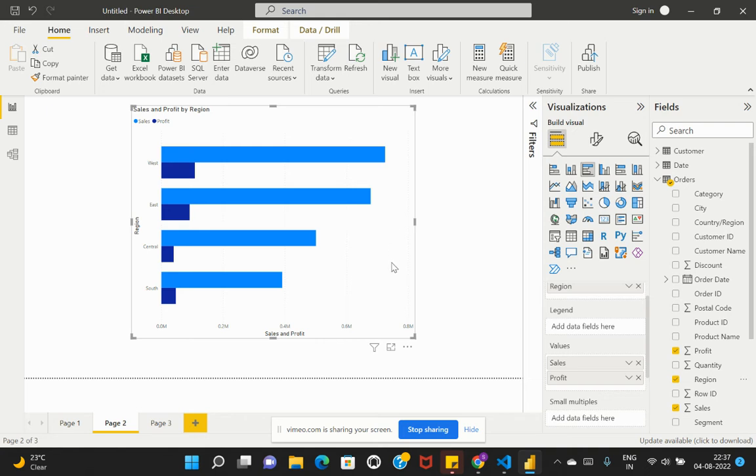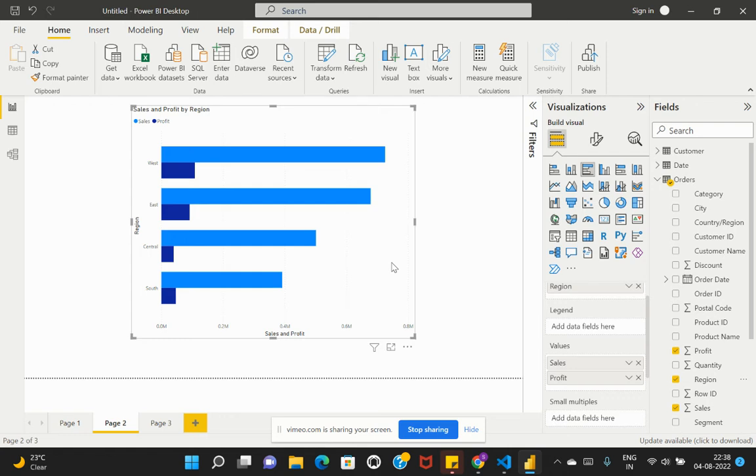So let's understand when do we use this particular clustered bar chart. So this clustered bar chart would help us to provide that comparison among the multiple measures that we would like to compare to each other, and based on a same category or based on the same dimension. If you would like to perform this multiple measures evaluation or comparison, you can go with this particular clustered bar chart.